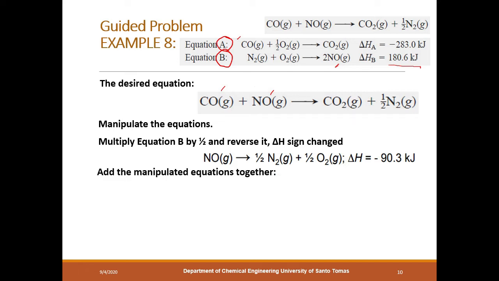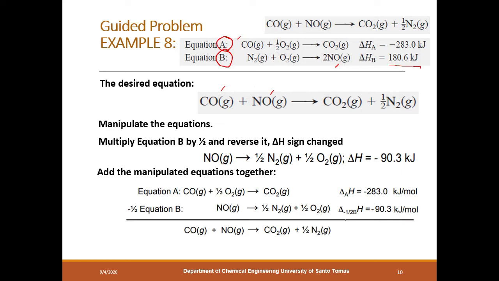Okay, and then what we do is we add the manipulated equations together, meaning again for A, it stays as is, and with B, we use the manipulated value. So in doing so, this is going to be our equation A, and this is 1/2 of our equation B. And in that case, we are going to be adding these two equations such that the 1/2 mole of oxygen on the left side will be eliminated by 1/2 mole of oxygen on the right side.